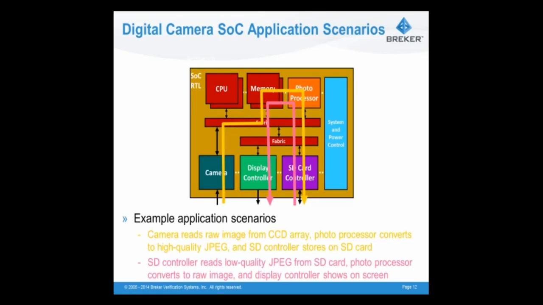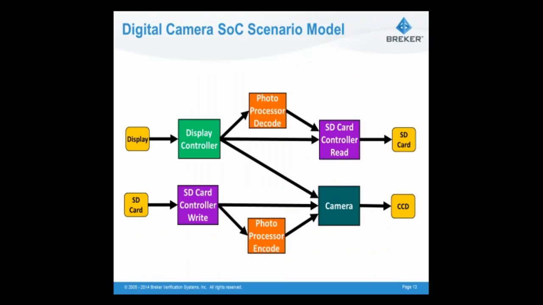We might extend this idea further up to application-level use cases. For example, there might be one use case where we're taking a picture, is this yellow case, where the camera takes an image, is processed to a JPEG, and written out to an SD card. There might be a different use case where we're going to read an image from an SD card, decode it, and display it out to the screen. So various use cases that involve multiple IPs. Well, it turns out that you can use the same graph-based scenario models to map all the different producer-consumer use cases that your system can support.